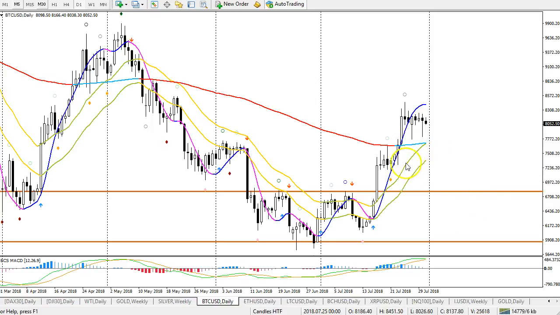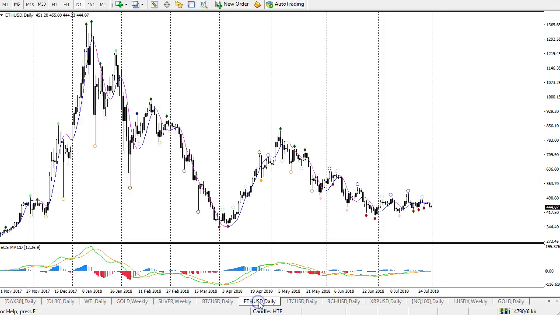bounces there, that wave 5 does seem likely. And also we have a supply demand zone here, so that could give extra support for a bounce as well. All right, let's take a look at Ethereum.